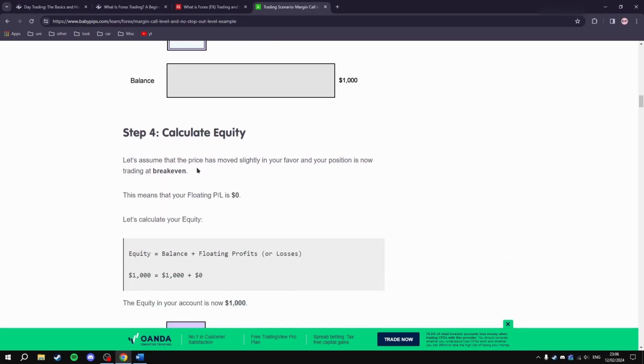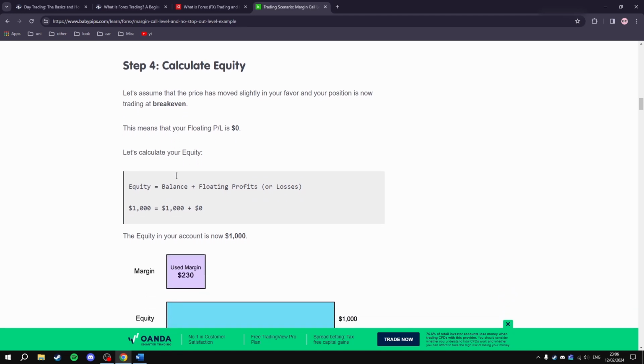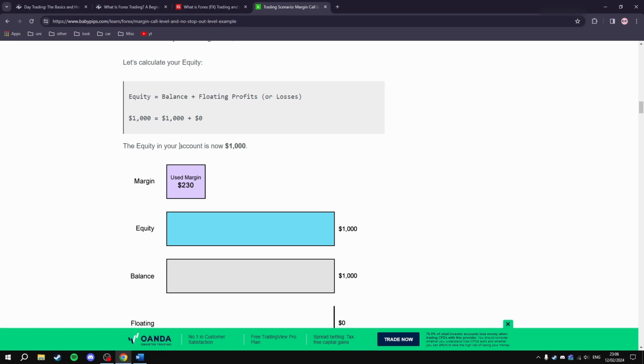Step 4. Calculate equity. Let's assume that the price has moved slightly in your favour and your position is now trading at break even. This means your floating profit/loss is 0%, or $0. Let's calculate your equity. The equity in your account is still $1,000.